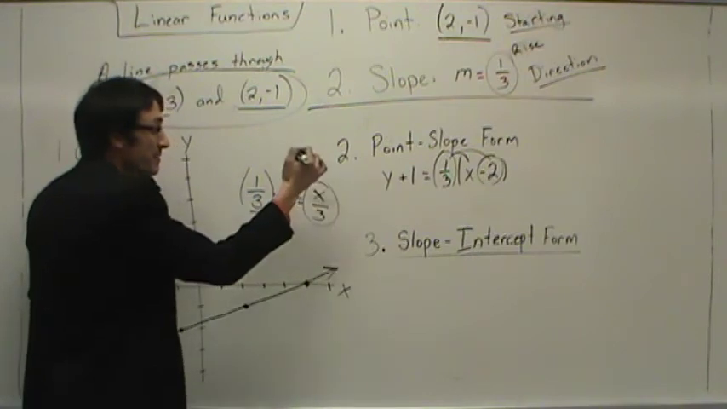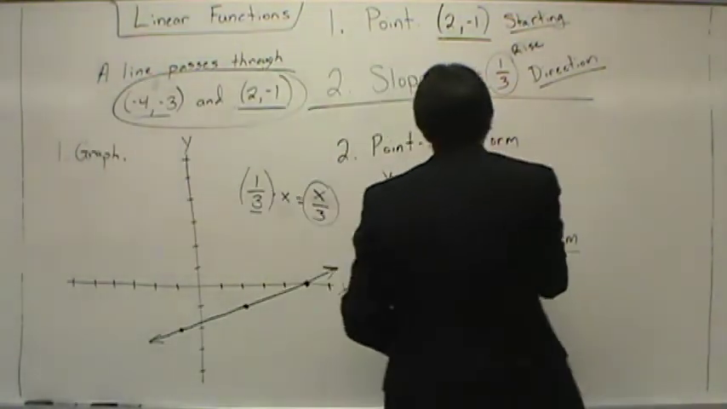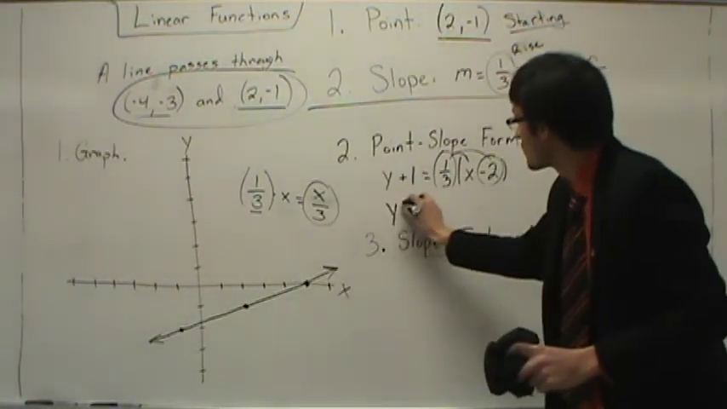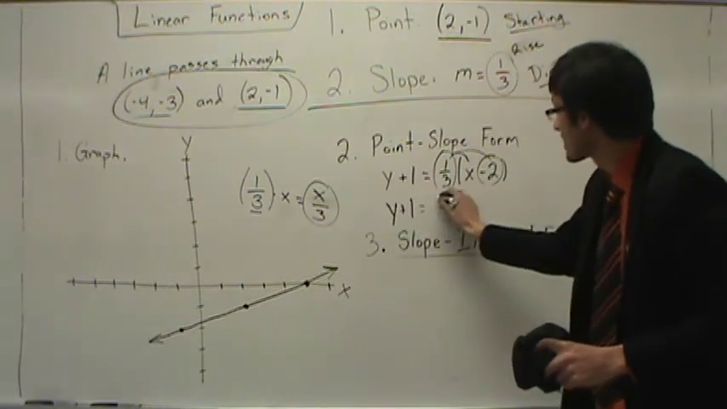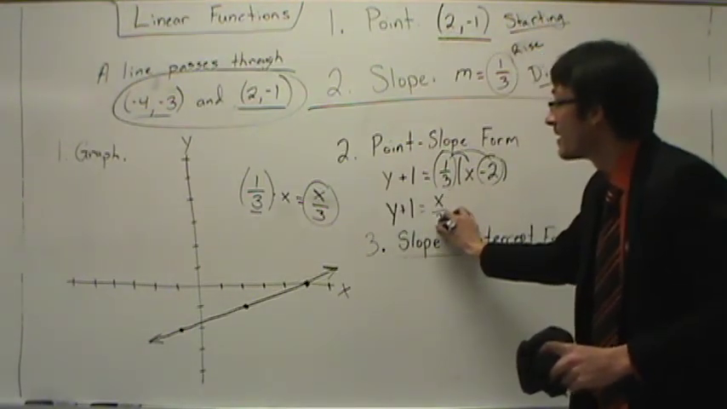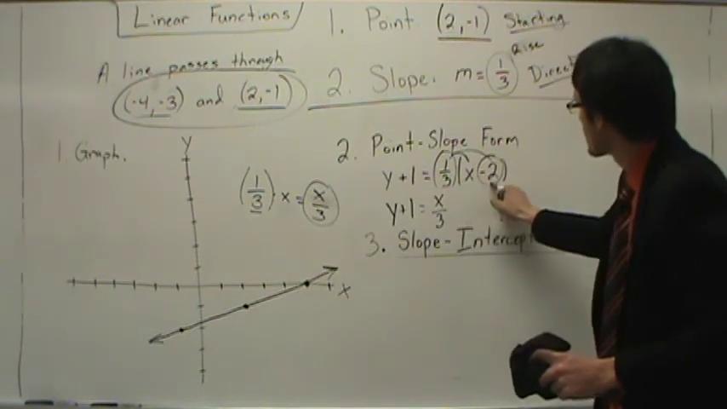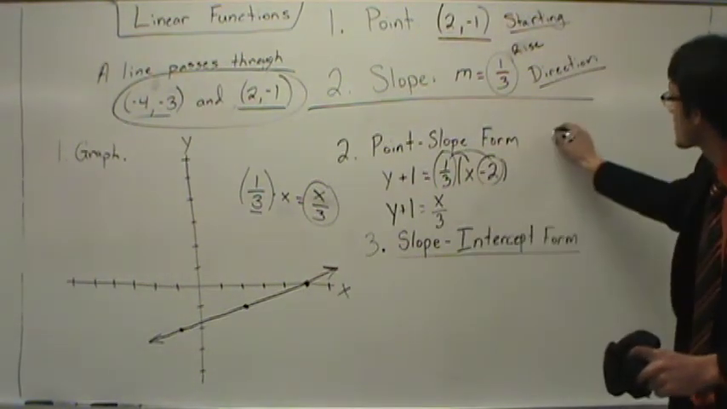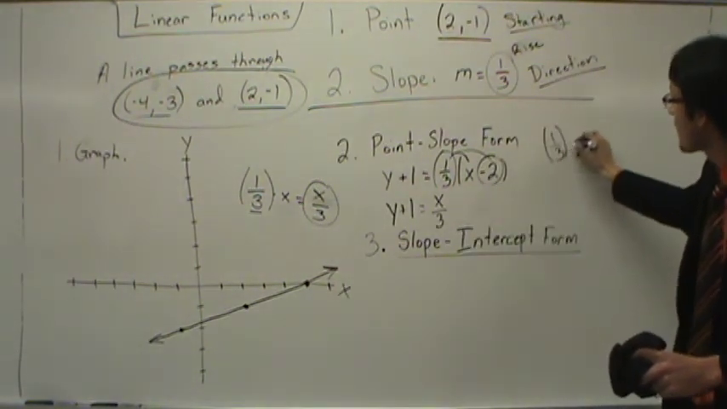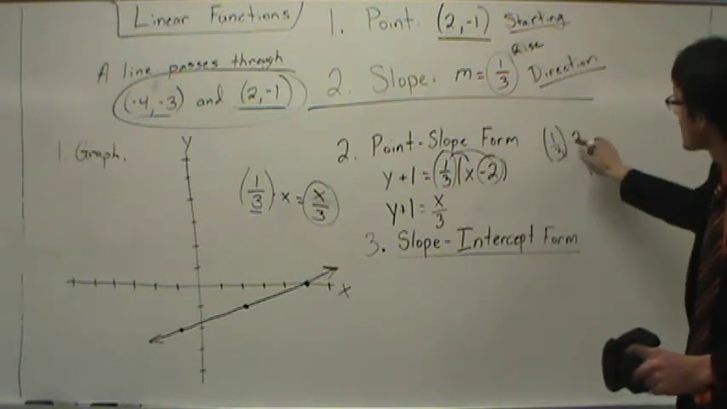So x over 3. Now, we have y plus 1, and 1/3 times x is x over 3. And now, we have to do the 1/3 times the negative 2. Let's ignore the signs. 1/3, parentheses around the fraction, times 2. We take the 2 multiplied at the top.